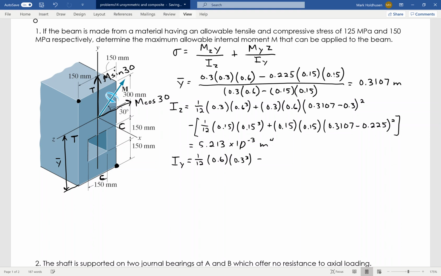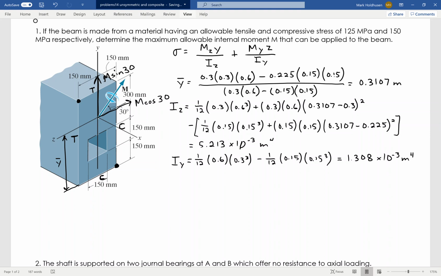And then I'm going to subtract off the square, which, again, there's no parallel axis theorem. These both go right through the center, that y-axis, so I don't have to do any parallel axis theorem. But that's going to be 0.15 times 0.15 cubed. And that equals the moment of inertia about the y-axis: 1.308 times 10 to the minus 3, and again, that's meters to the fourth. Now, I should be able to plug and chug.